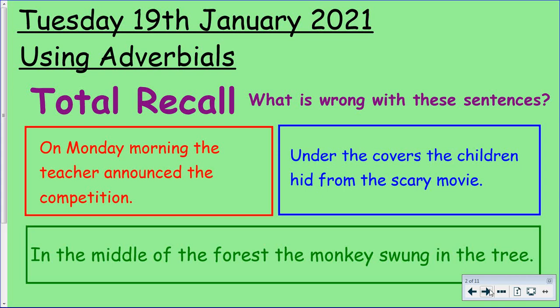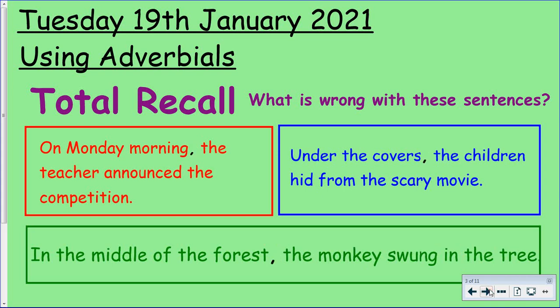See if you can work out what is wrong with all of these sentences. Okay, pause the screen there. Okay, did you work out what was wrong with these sentences? They all actually had the same mistake. On Monday morning, the teacher announced the competition. Under the covers, the children hid from the scary movie. In the middle of the forest, the monkey swung in the tree. They've all got fronted adverbials, and so they should all have commas after them. Remember, if that adverbial is at the front of a sentence, it needs to be followed by a comma.